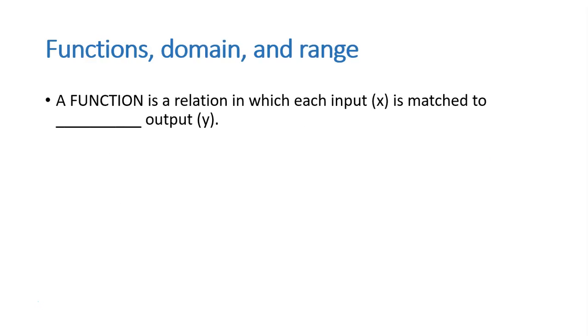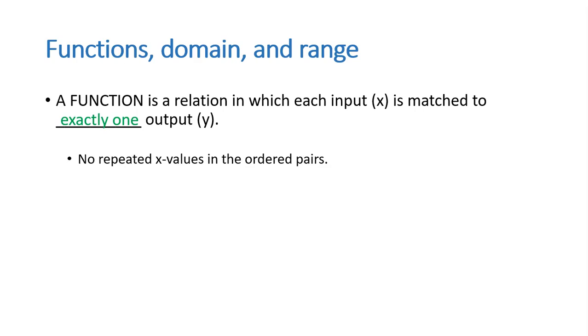Now let's talk about functions. A function is a relation in which each input, in other words, each x, is matched to exactly one output y. In other words, there are no repeated x values in the ordered pairs. Once an x is matched to a y, that's the only y it's matched to.